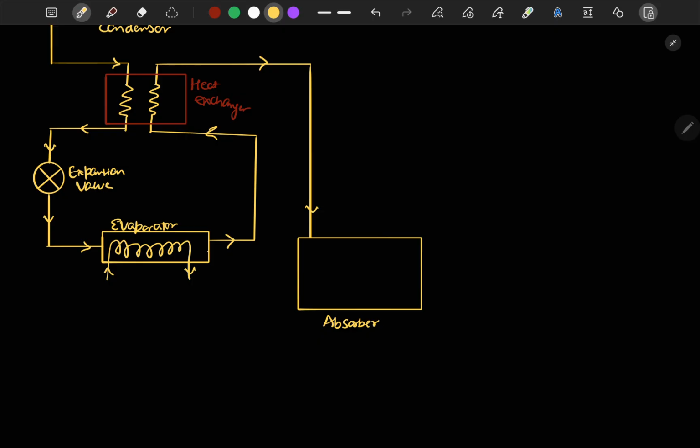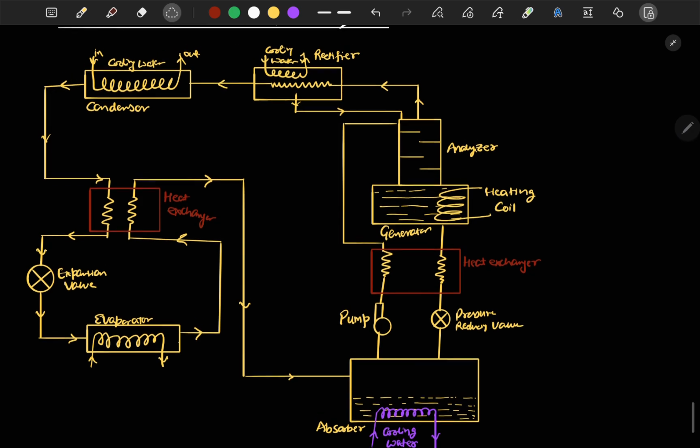Now of course we know that in this absorber there is our water. In this case we also know that a cooling coil is maintained here, and cooling water is circulated. So this system is our practical vapor absorption system.